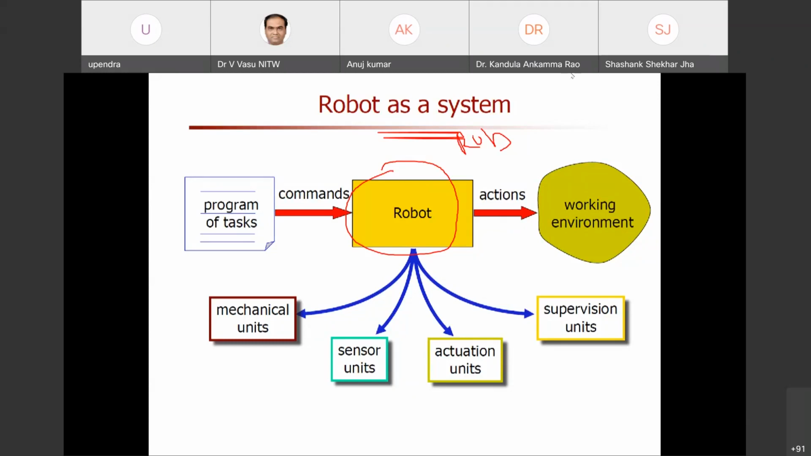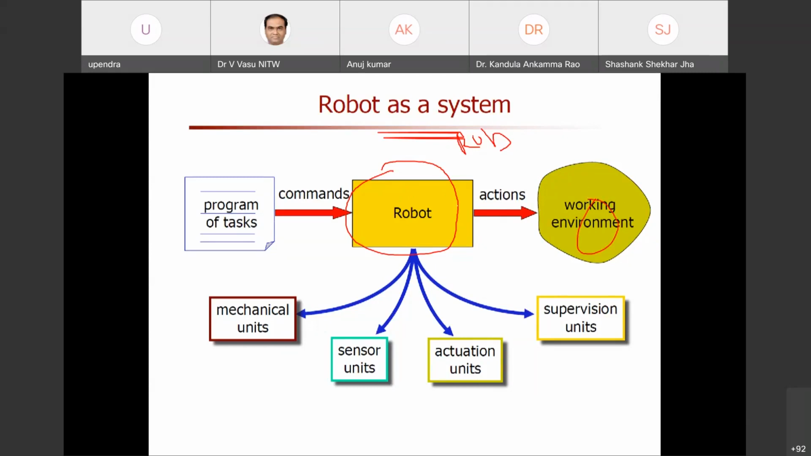If you consider any particular robotic system, there will be a robot arm, and program commands will be given to this robot, and the robot will do some actions on the environment. It may be a pick and place robot or any other robot. Those actions will be done for us.